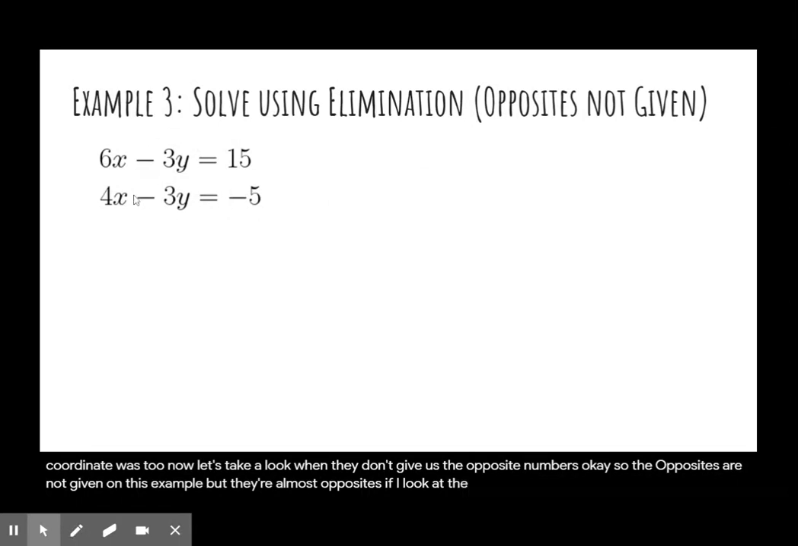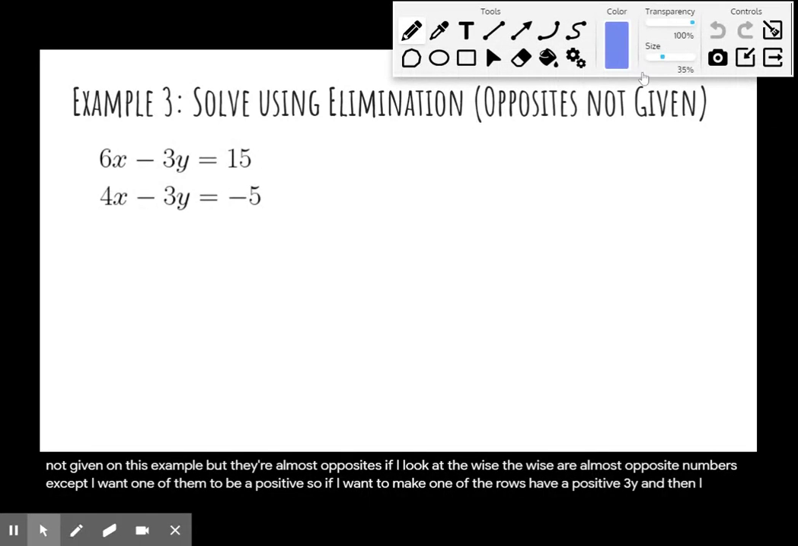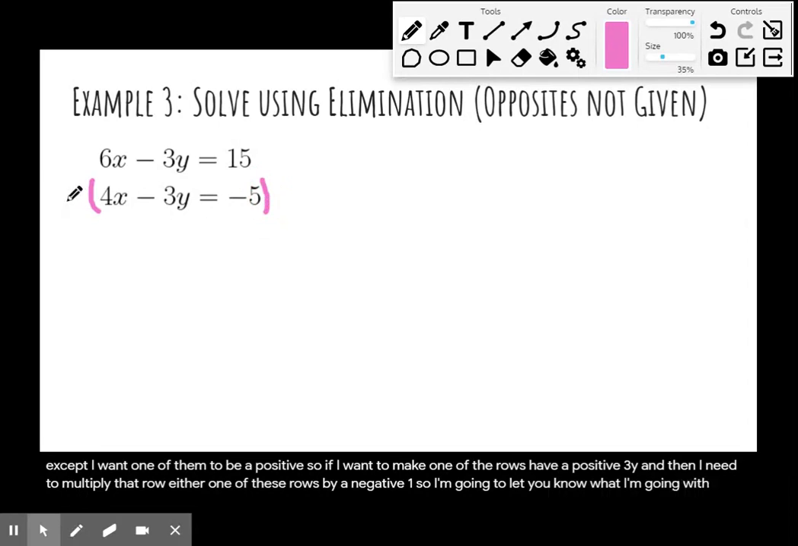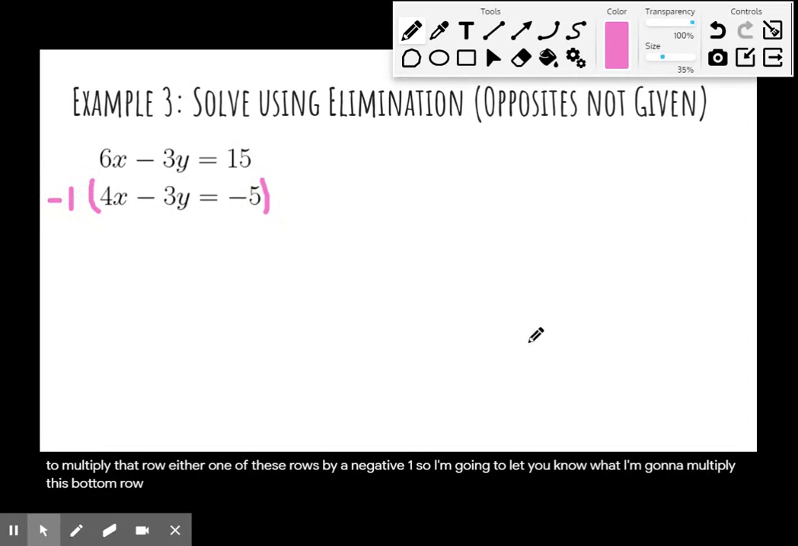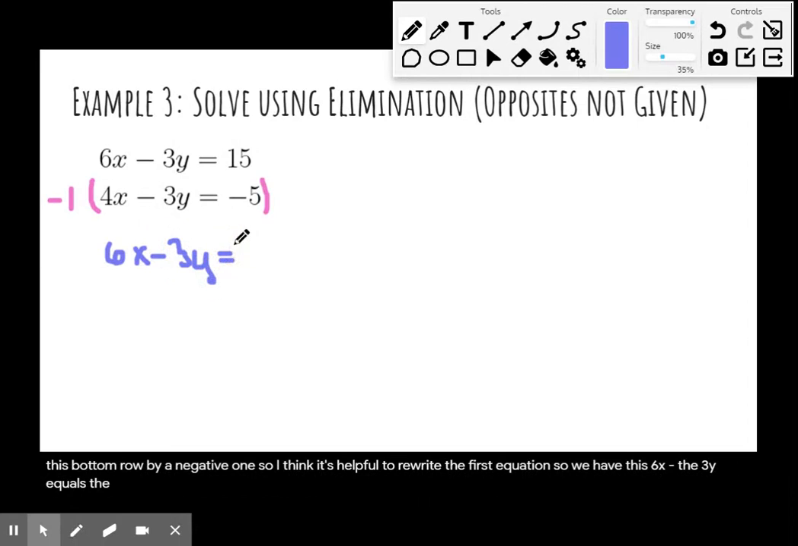If I look at the y's, they are almost opposite numbers, except I want one of them to be a positive. So if I want to make one of the rows have a positive 3y, then I need to multiply either one of these rows by a negative 1. I'm going to multiply this bottom row by a negative 1. So I think it's helpful to rewrite the first equation. So we have 6x minus 3y equals 15.